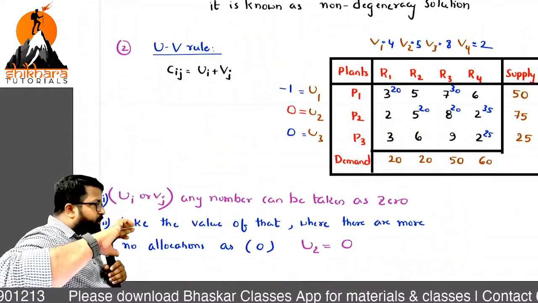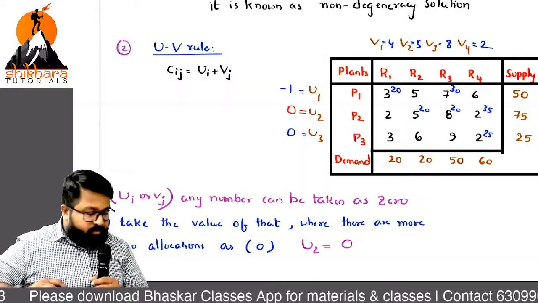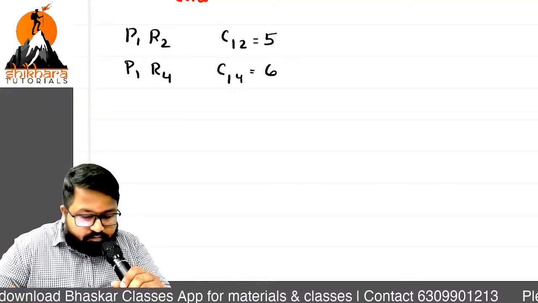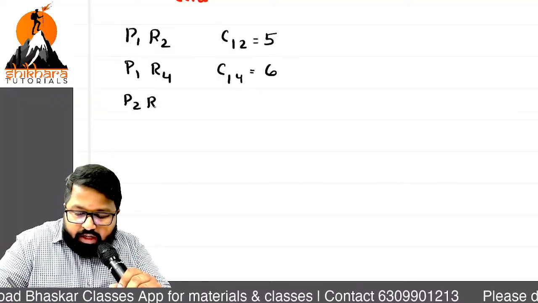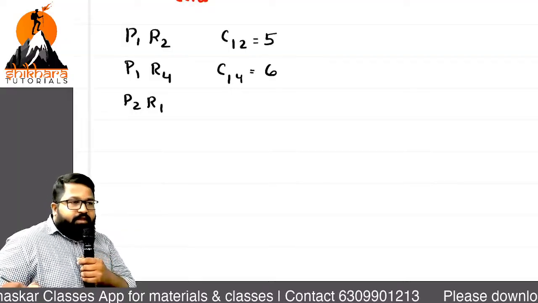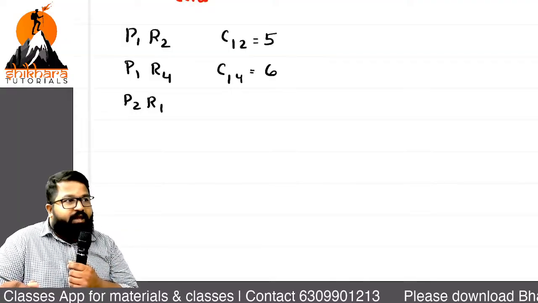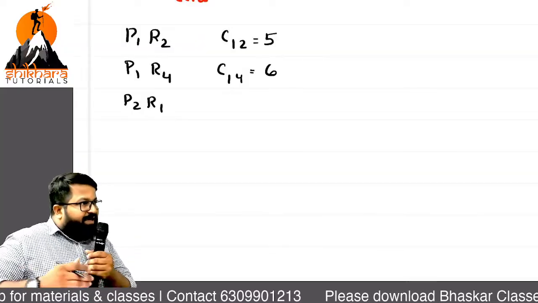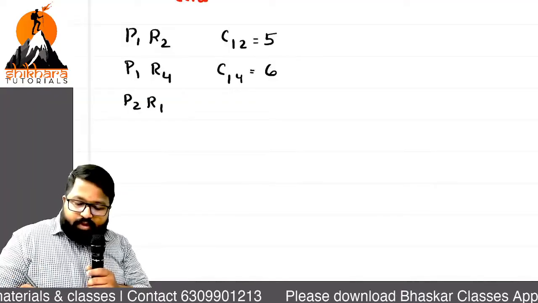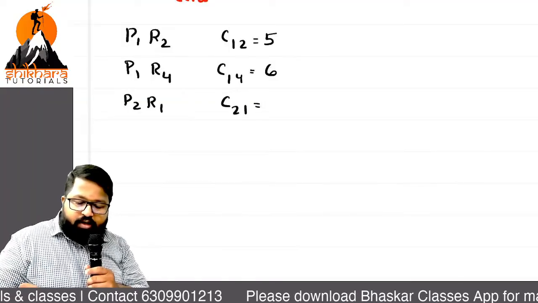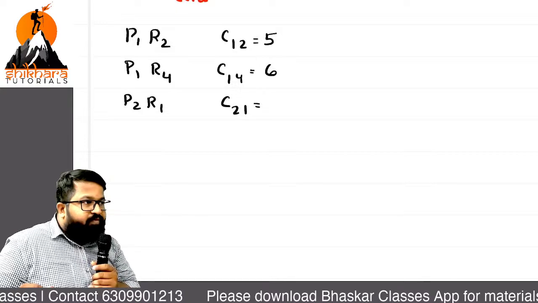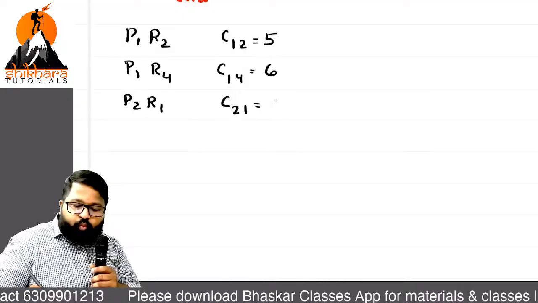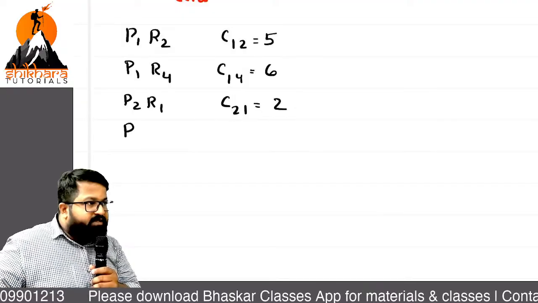Sir, we are taking unallocated cells. That is clear, na? Okay. Next unallocated cell? P2 R1. Unallocated cells means, is it clear to everyone? Where we are not making the allocation, that cell should be taken here. And that is C21. What is the value of C21? C21 is 2.